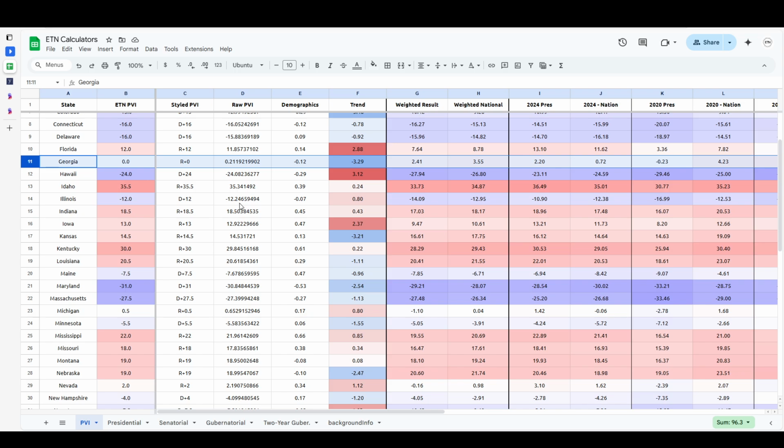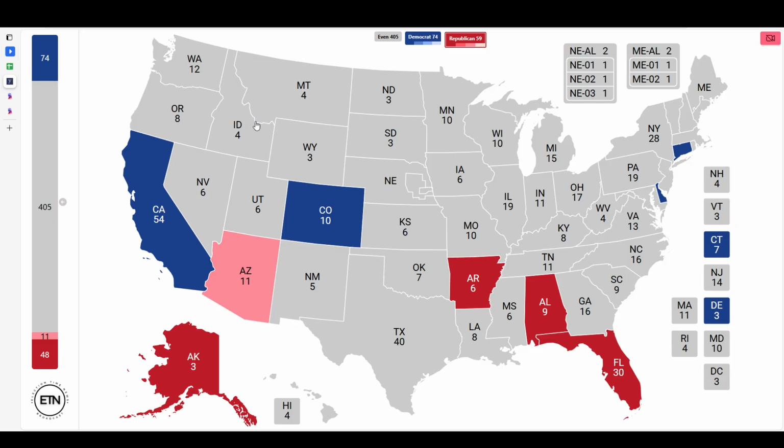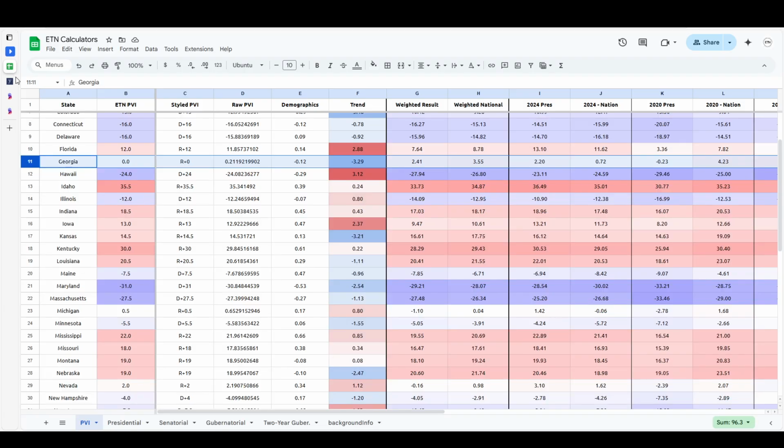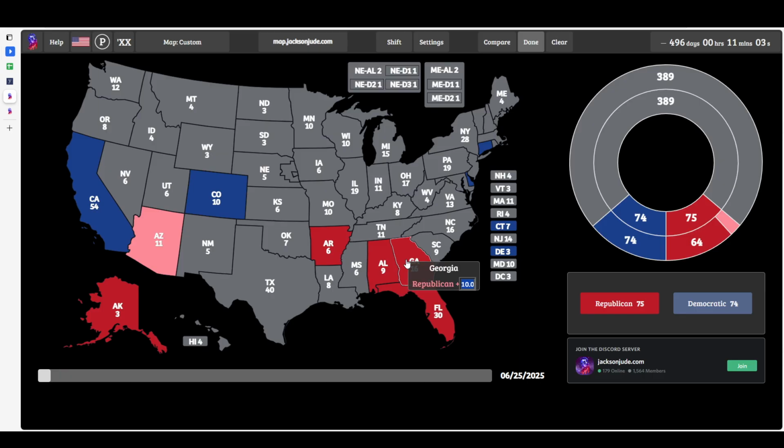Georgia. This is almost the exact opposite. It is now completely in play. R plus 0.21, which is going to round to flat even. So it's going to stay gray. There is a very, very narrow Republican advantage. So right now I will be putting it in the tilt column right there. But it is very, very narrow Republican. So that is literally going to end up being even, just because I have to put it in the column. I'm going to actually put in 0.21.